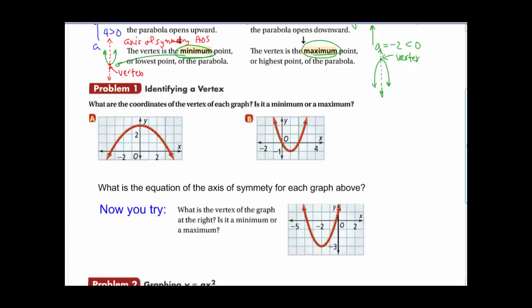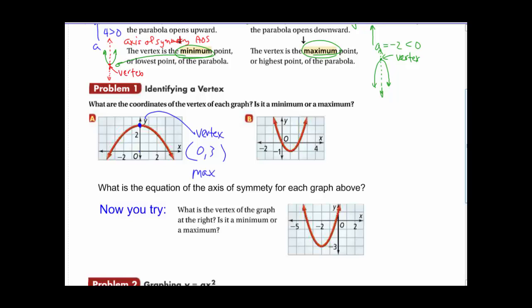So problem one, we're going to identify the vertex given a graph. What are the coordinates of the vertex of each graph? Is it a minimum or a maximum? So if we look at A, we see that it is a parabola that is opening downward. The highest point on this graph is about right here. The coordinate is 0 on the x, and if we go up 1, 2, 3, we get 0, 3. So the vertex is 0, 3. And because it is opening downward, it is a high point. Since the vertex is the highest point, we call that a max, or a maximum.